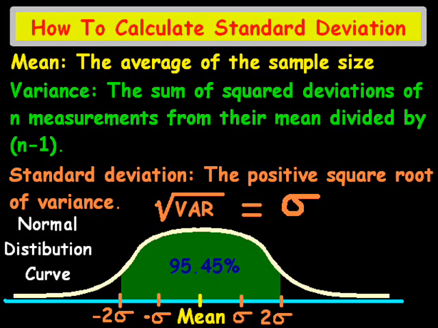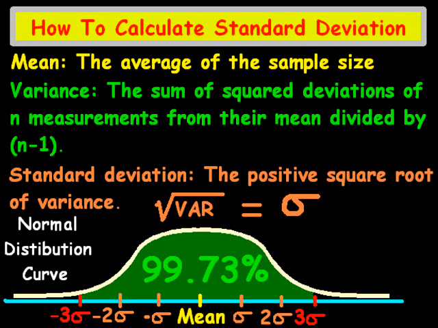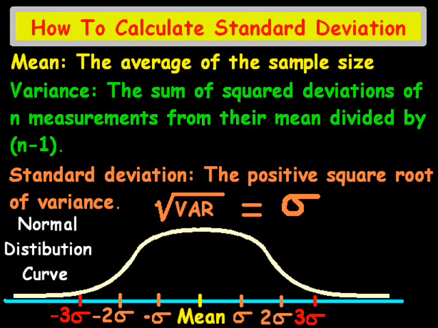Now if we go plus or minus 2 standard deviations, we increase our coverage to 95.45%, or approximately 95.5%. And if we go plus or minus 3 standard deviations, we're going to cover 99.73% of the data, so almost all of the data on both sides of the equation there. And then anything past plus or minus 3 standard deviations would be considered an outlier or a fat tail or something weird like that.